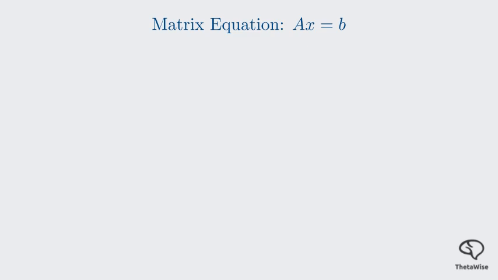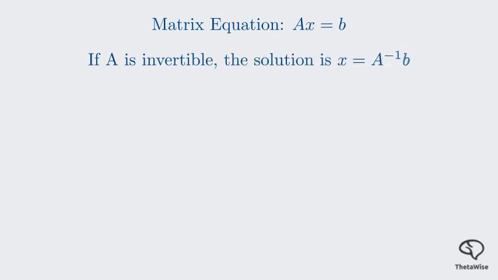Let's start with the simplest case, when the matrix A is invertible. This means A is a square matrix and has a non-zero determinant. If A is invertible, the solution is straightforward. We can multiply both sides of the equation by the inverse of A, which we write as A inverse. So we get A inverse times AX equals A inverse times B. Since A inverse times A is the identity matrix I, we are left with X equals A inverse times B. This gives us a unique solution.